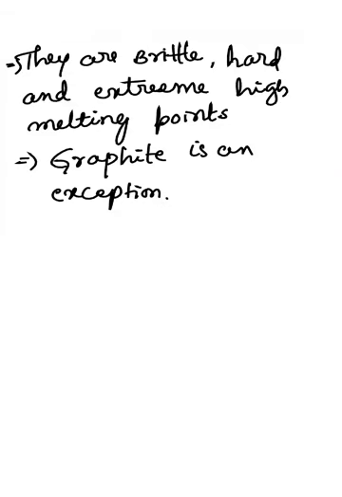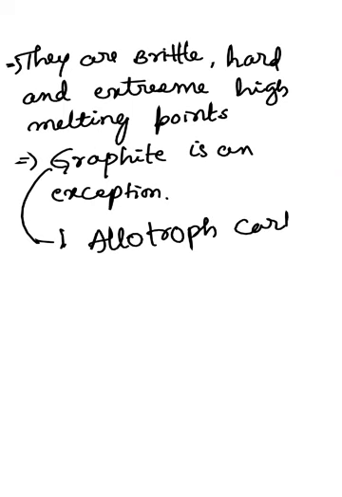After observing all these, graphite shows an exceptional character, because graphite is used in cells as an electricity conductor. Graphite is an allotrope of carbon. But comparing to all the allotropes, graphite has an exceptional character because it conducts electricity. Okay.